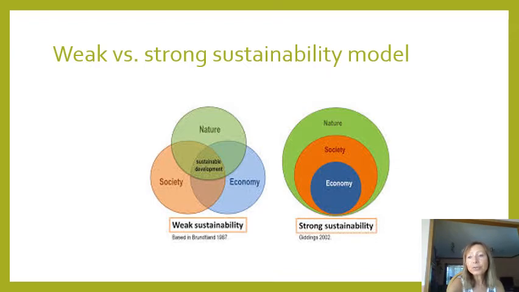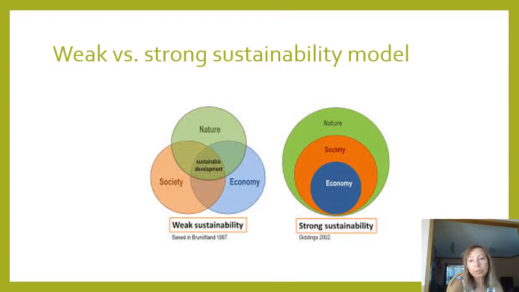Sometimes the literature on sustainability can be confusing, and it might give you an impression that these 3Es or 3Ps are equally relevant and have the same weight. We could think of sustainability in terms of the so-called weak sustainability model, suggesting that the society, the nature, and the economy all have the same importance. But is it really true?